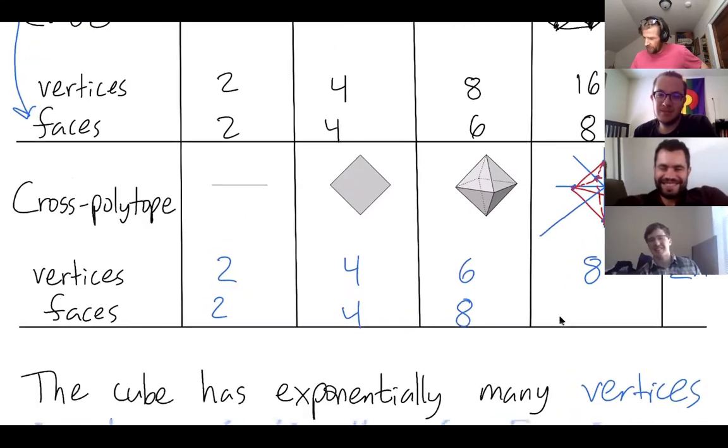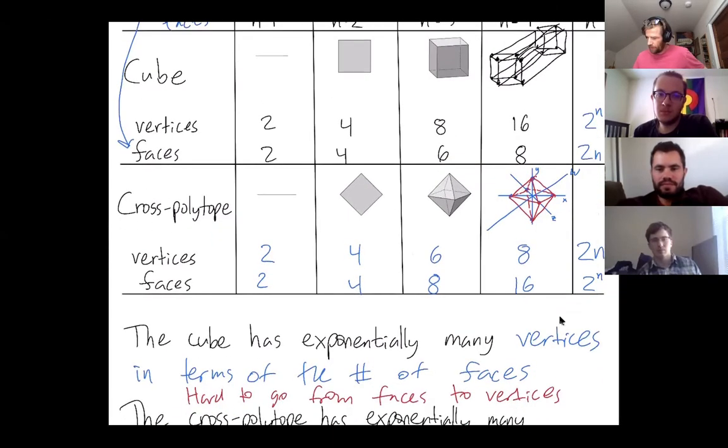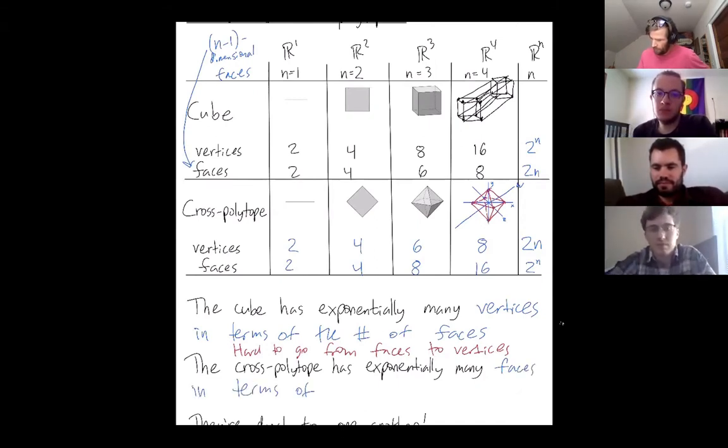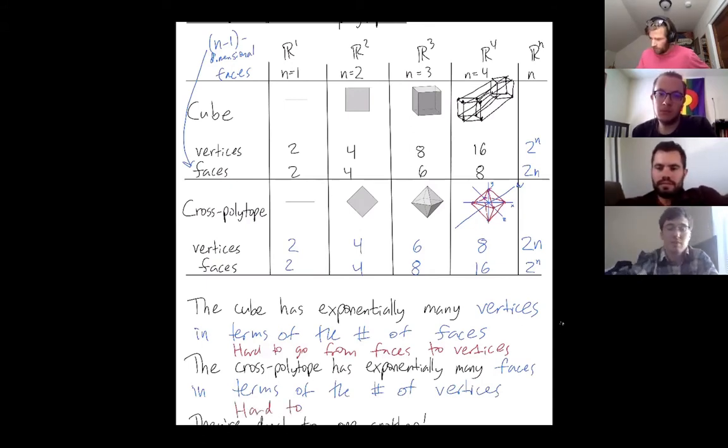So it's not so easy to see the number of faces, but it turns out to be 16. And the number of faces is 2 to the power n. And so the cross-polytope has exponentially many faces in terms of the number of vertices. And therefore, you should expect that for polytopes, it's hard to go from the vertices to the faces.